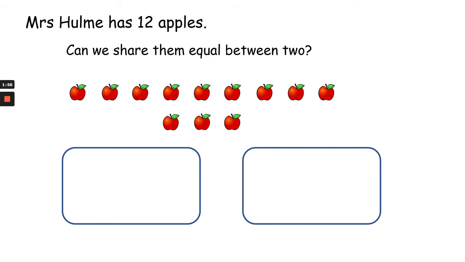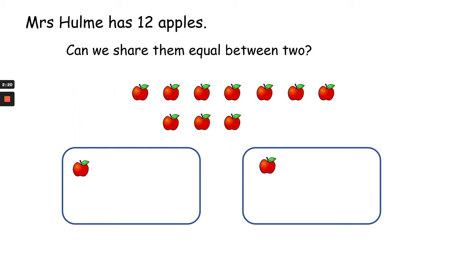So today I have 12 apples and I'm going to share them equally between our 2 boxes. How many do you think I'm going to end up with in each box? 12 divided by 2. That is my number sentence because I have 12 apples and I'm going to share or divide by 2 boxes. So let's take a look.